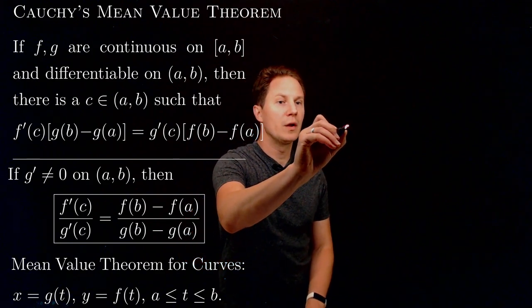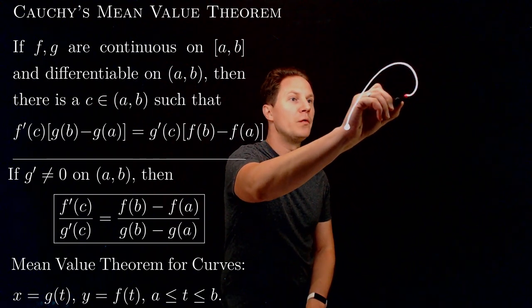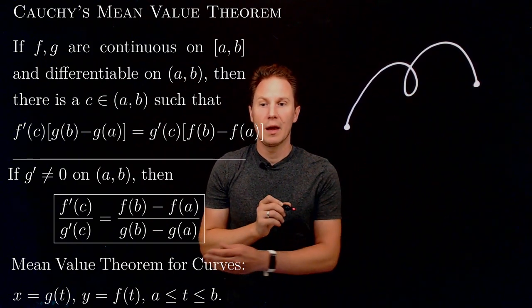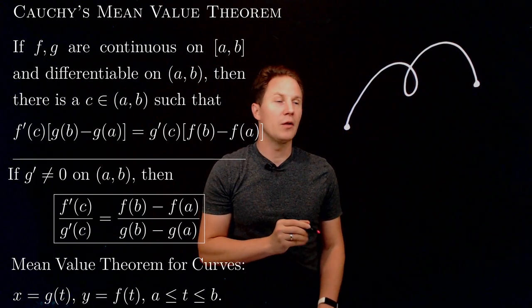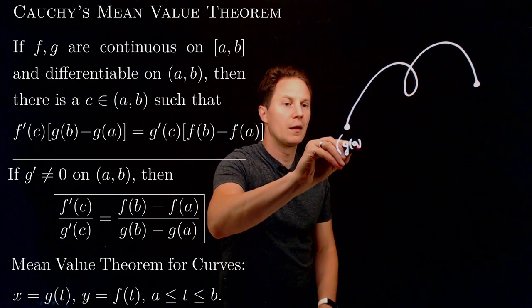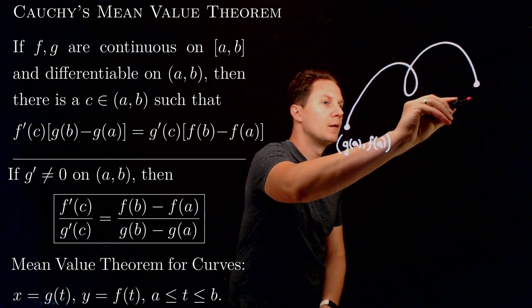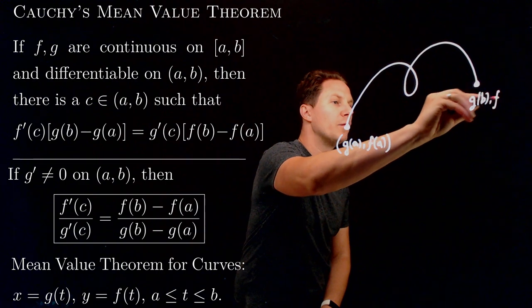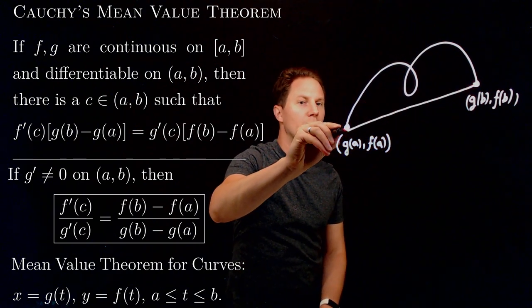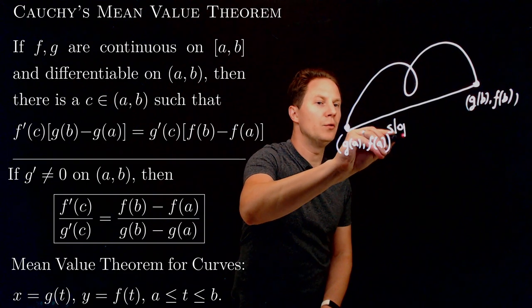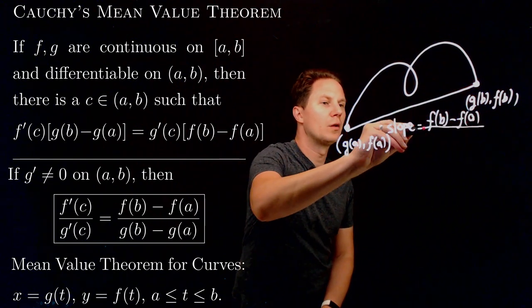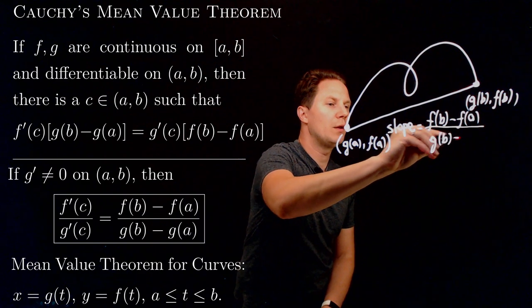When you draw a curve in the xy plane, the tip of your pen, its x and y coordinates, can be represented by two functions of time, x as g of t and y as f of t. Now the endpoints have coordinates g of a, f of a, and g of b, f of b. Therefore, the slope of the line that connects the endpoints on the curve is equal to f of b minus f of a, the rise, over the run, g of b minus g of a.